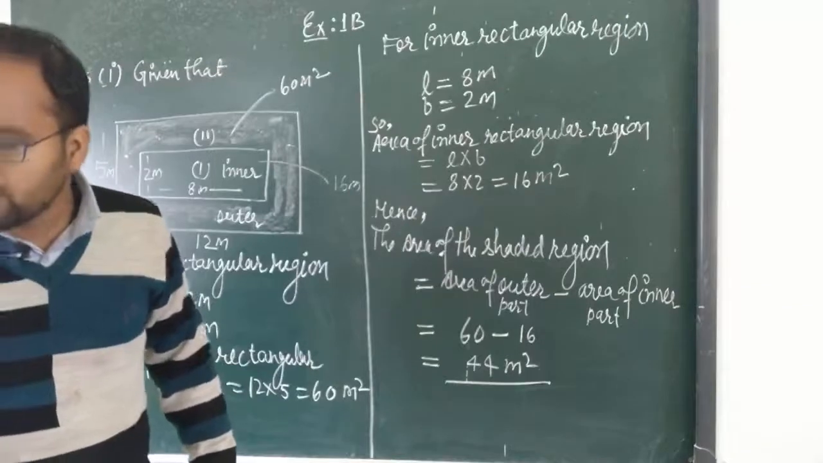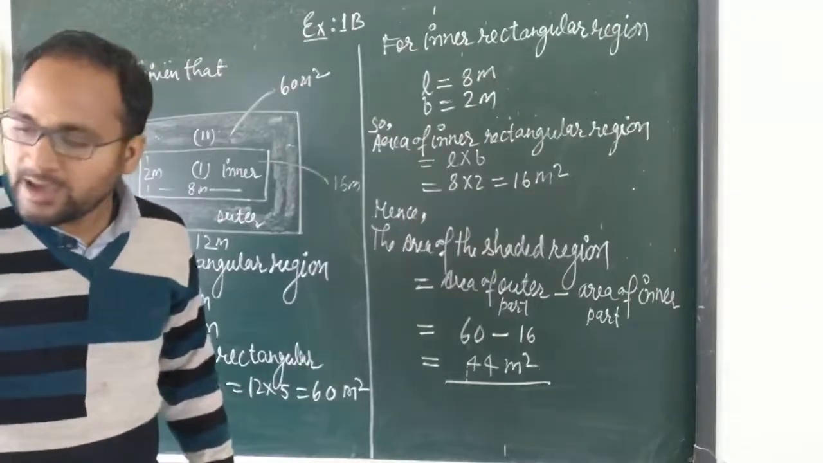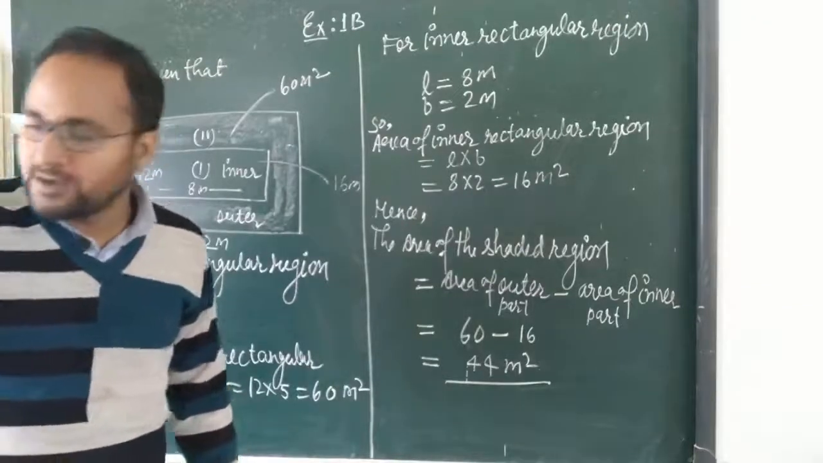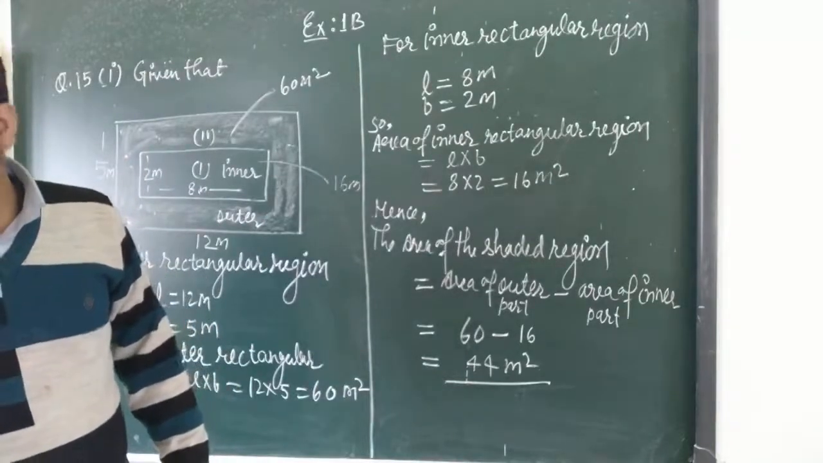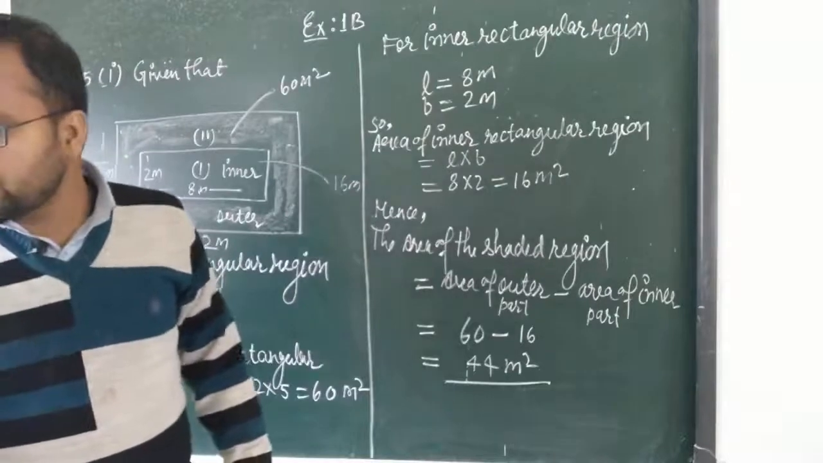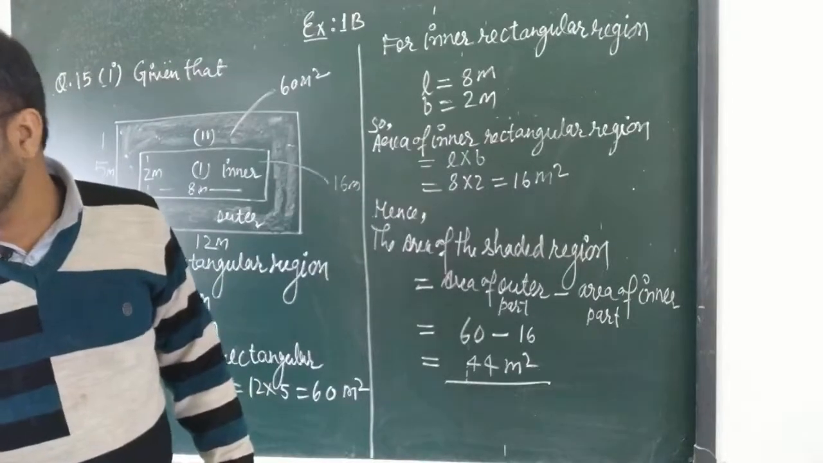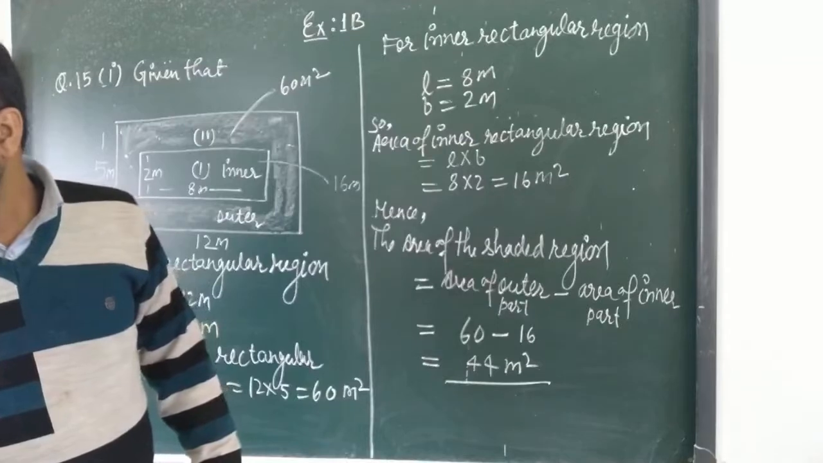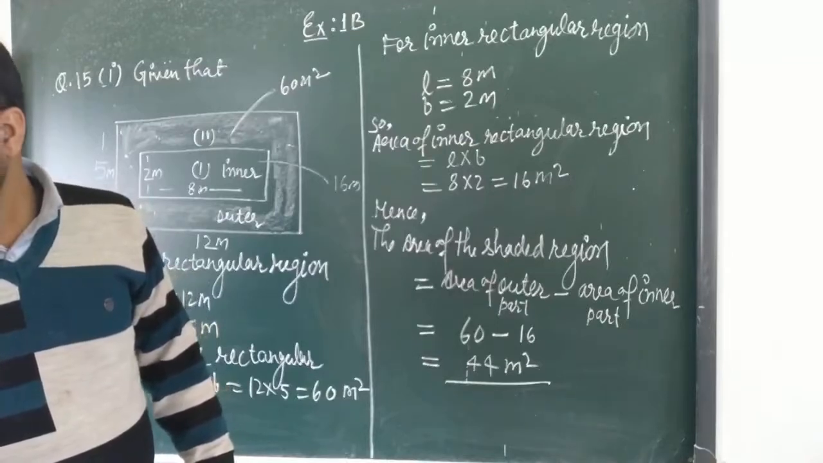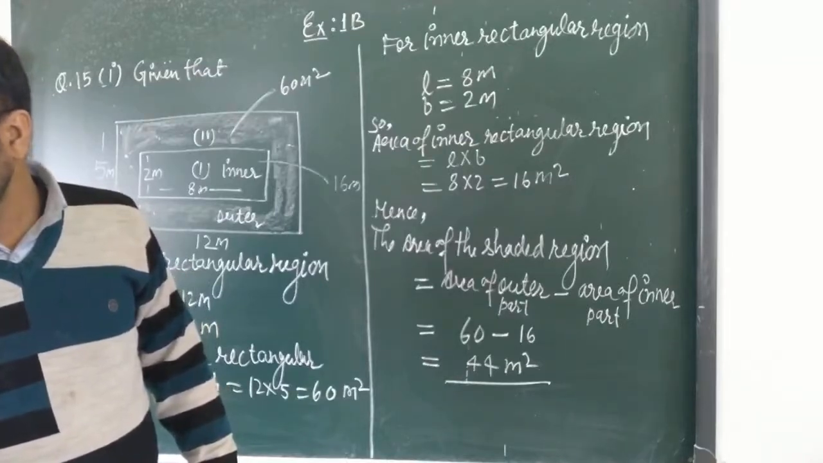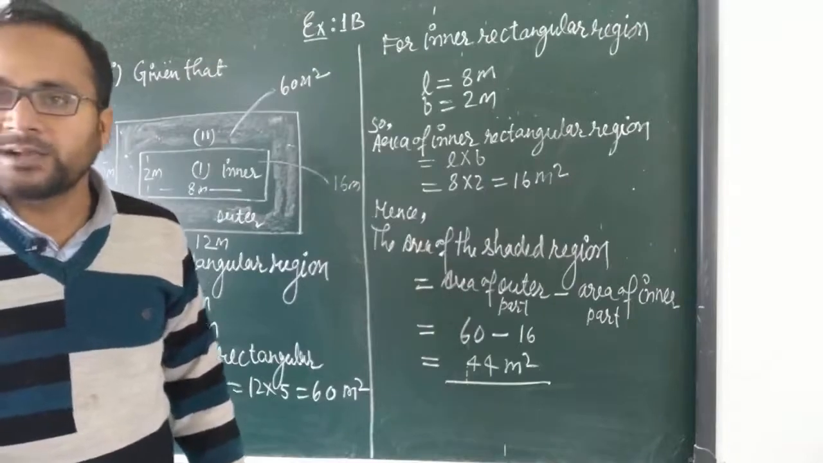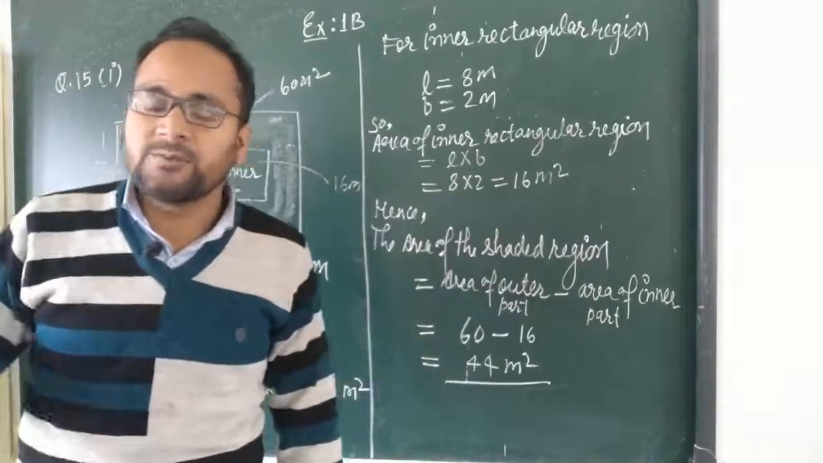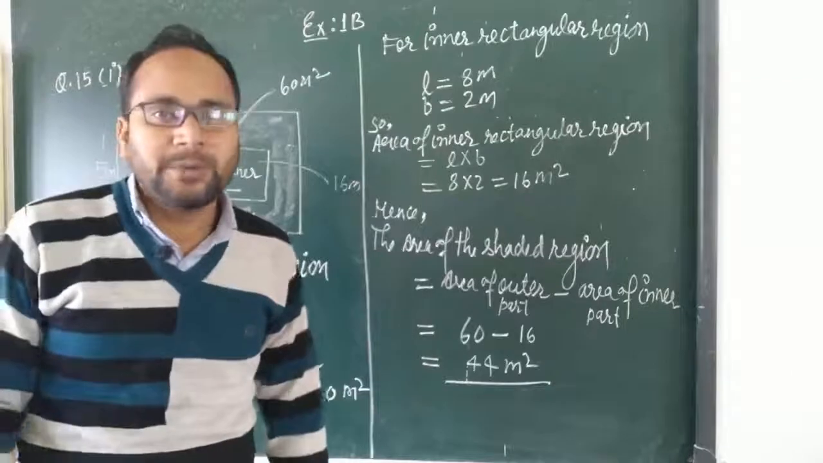Same as it is for your question number second one. There are 2 roads. Find the area of the 2 roads and subtract the common region. The common region is 3 into 2, which is 6 meter square. The area of the first road is 30 and the area of the second road is 26. So add 30 and 26, you will get 56 meter square, and if you subtract 6, you will get your answer, 50 meter square.